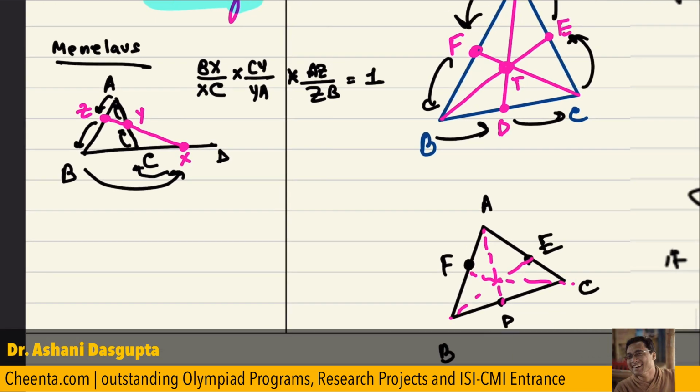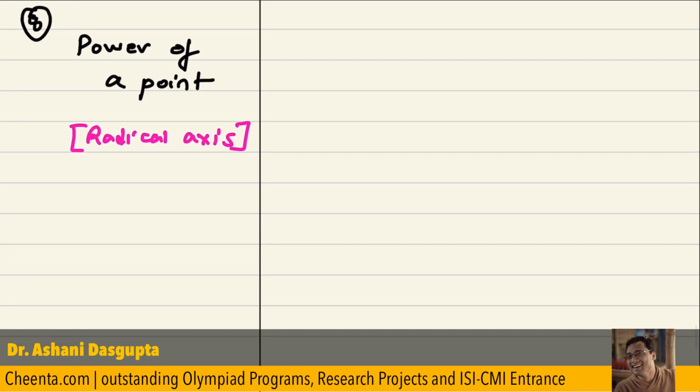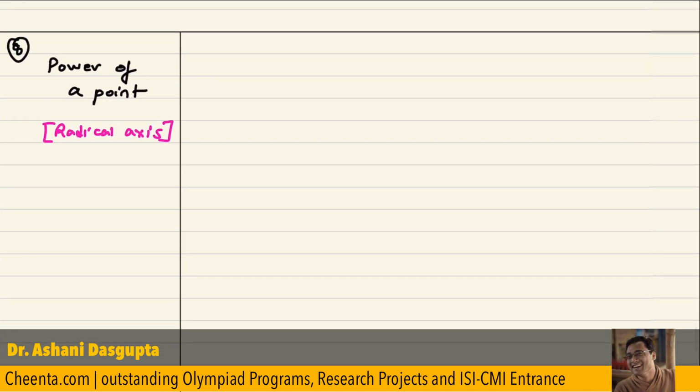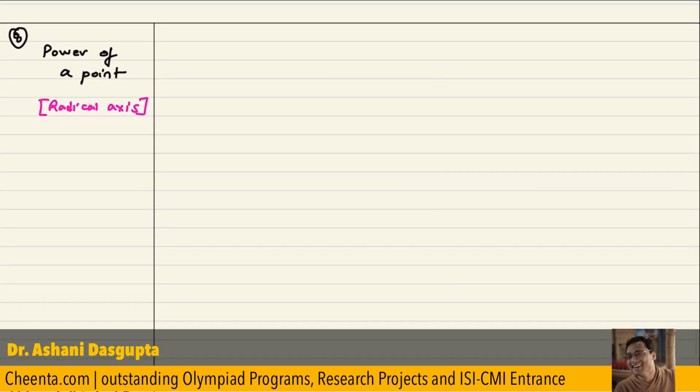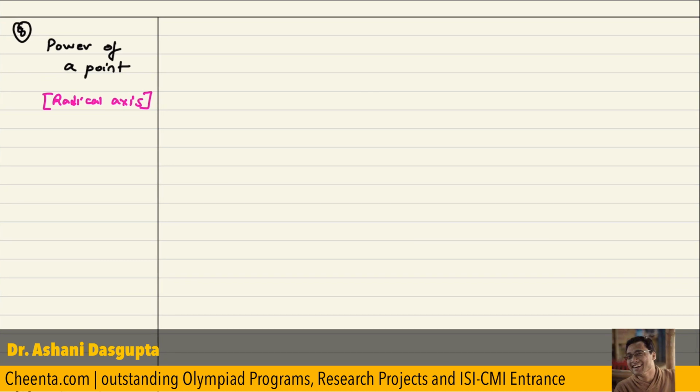It's very important. Now let's go ahead and talk about the next idea, which is the third idea for today, 8th idea in total. This is the power of a point idea. So you have a circle, you have a point P, and you ask, how do we measure the distance of the point from the circle?